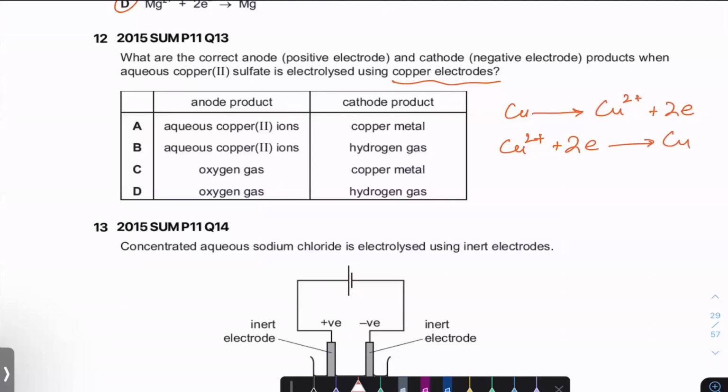So first of all, the color that fades because of this gets formed again because of this. The copper metal is pink, it will deposit. And that's all. At the anode you get copper ions, at the cathode you get copper metal. So our option will be A.